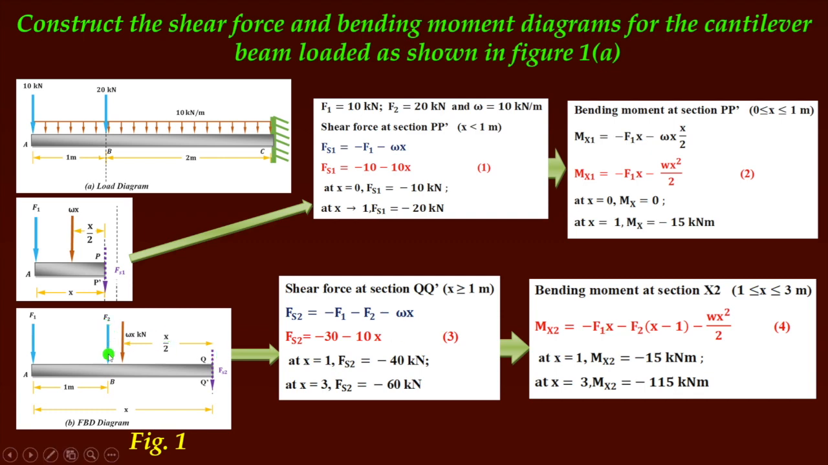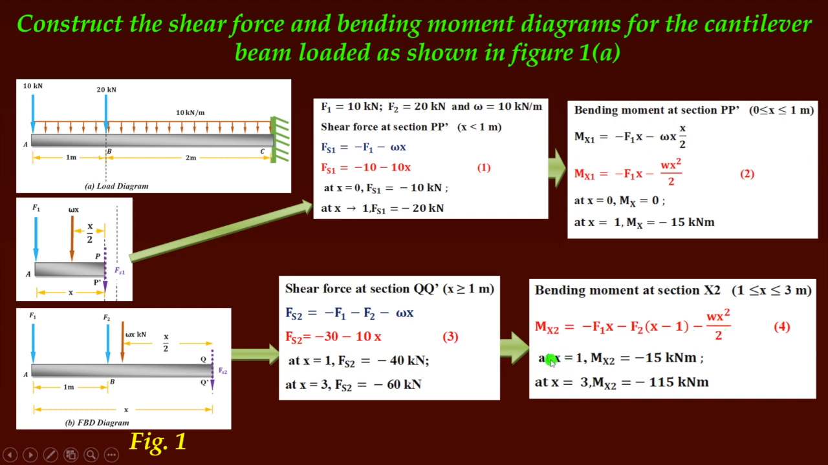Now what's the distance of F2 from Q? A to Q, this distance is x, and A to B, it is 1. So F2 to Q, this distance is x minus 1, and it is again negative because anticlockwise moment is this. So our equation is Mx2 equals minus F1x minus F2 (x minus 1) minus omega x square by 2. This is equation 4.